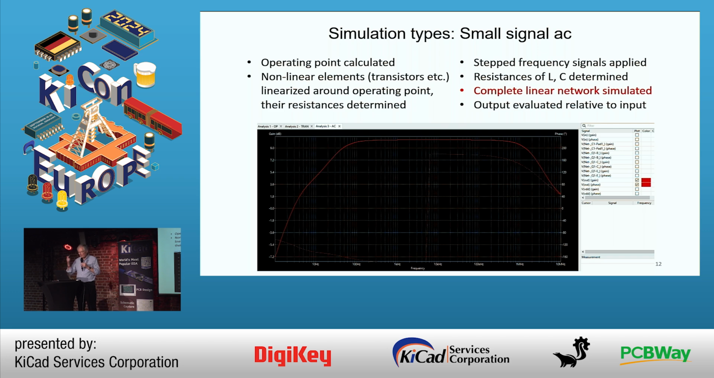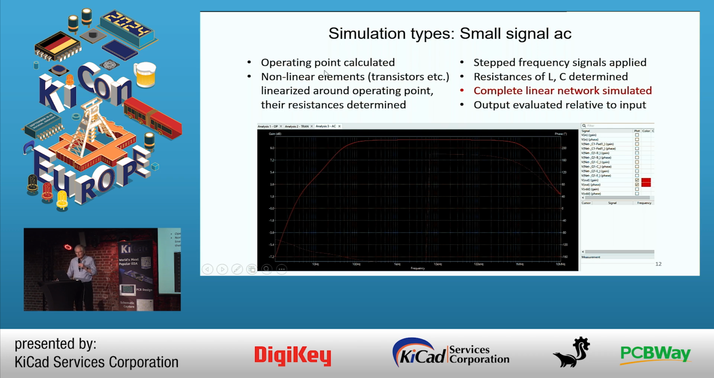So we had the operating point, we had the transient, so versus time, and now we have the simulation versus frequency. And this is called small signal AC simulation. We have the operating point calculated. This is very important because depending on what DC voltages you put onto your circuit, the operating point may change and the circuit behavior will change. So you put a special DC bias onto the circuit, hopefully the optimum one, and we calculate the operating point.